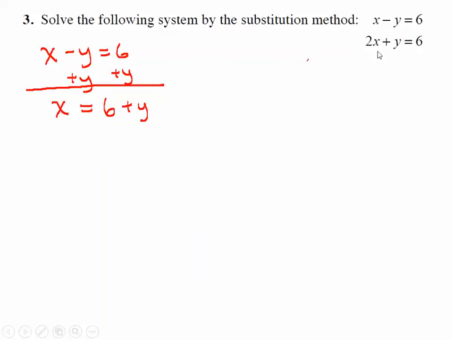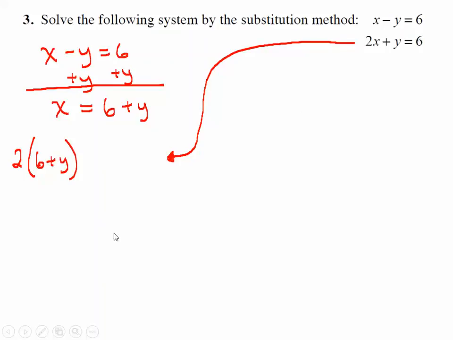So let's try that over here. So 2, and once we get to the x, we're substituting 6 plus y. And then continue on. There's a plus sign. There's a y variable, equal sign, and 6. So yeah, elimination method, substitution method could flow into each other.